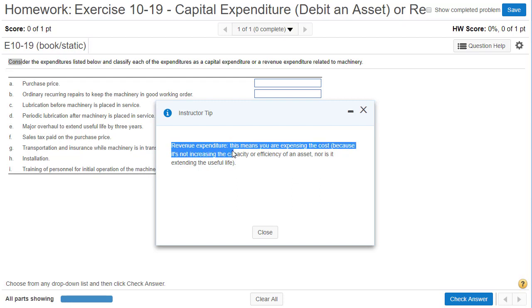Why? Because it's not increasing the capacity or efficiency of the asset, nor is it extending the useful life of an asset. So like changing the oil in your car. Does that extend the useful life of the car? No, that's just normal maintenance of the car. So you would just expense that. However, if you got a new engine that's going to make the car last longer, then that would be a capital expenditure.